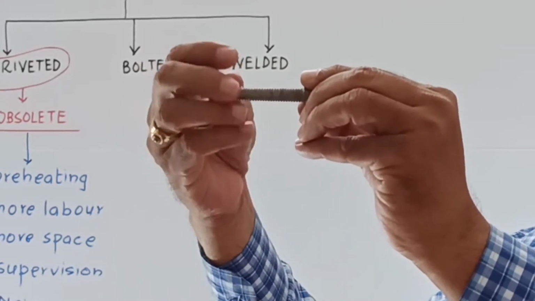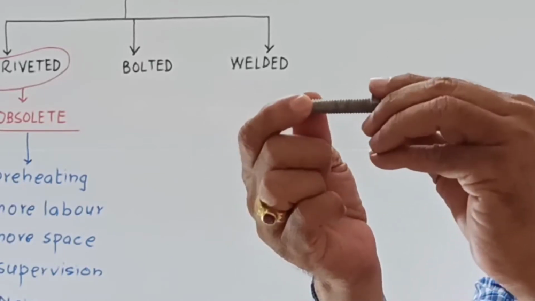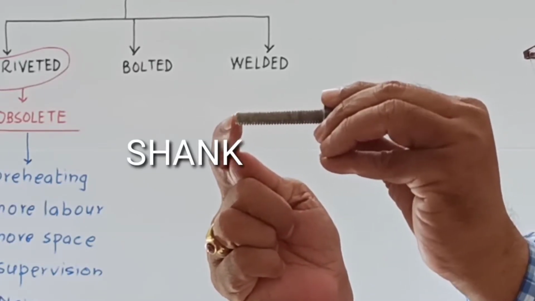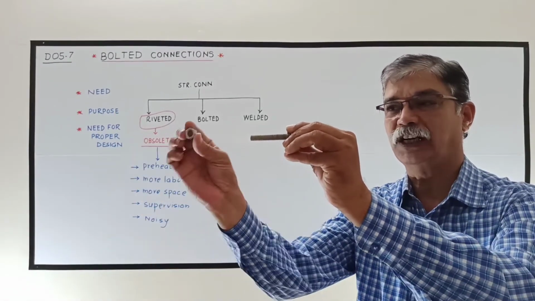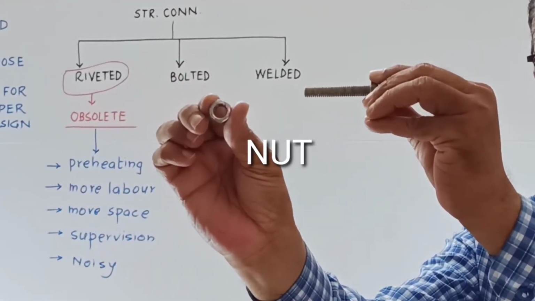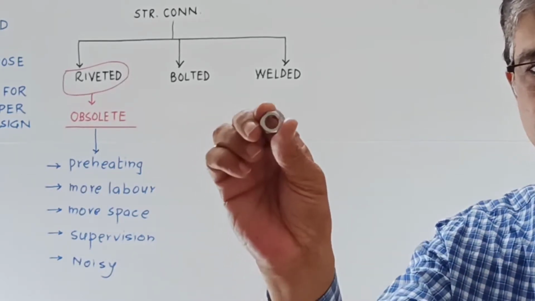Therefore, do you understand? What is this? This is the bolt, this is the head of the bolt, this is the shank of the bolt which has got threads. Why are threads given? To receive the nut. This is the nut. What is this? Bolt. What is this? Nut.